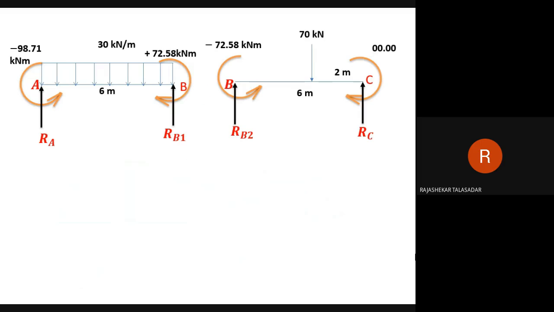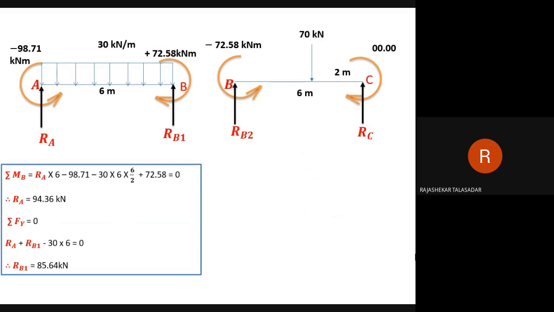Okay, next is the shear force diagram. As you know, again you have to apply moments as usual and apply the loading also. For example, for span AB, if you take moment about B, RA into 6 is clockwise. This is anti-clockwise, so minus 98.71. The moment due to 30 kilonewton per meter is also anti-clockwise, so minus 30 into 6 into 6 by 2. Then this moment is clockwise, so plus 72.58 equated to 0, and you will get RA.